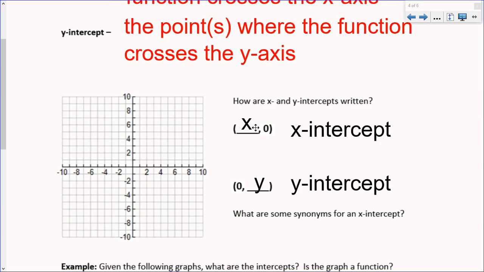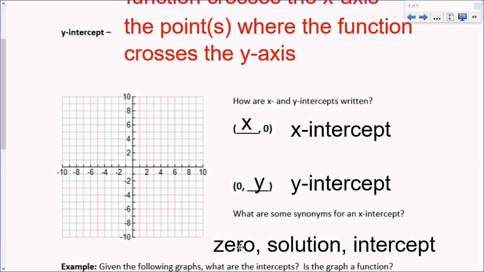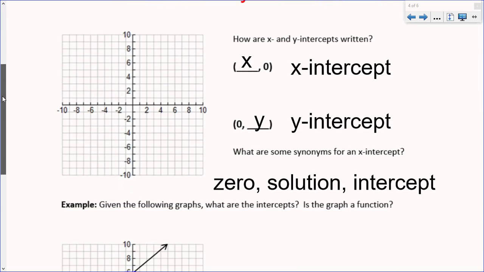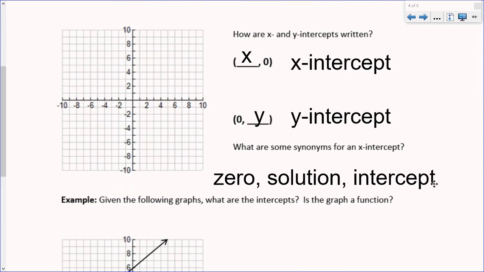Okay? Now, x-intercepts also have other names that you're going to hear a lot. Zero, solution, sometimes people just call them intercept, and they mean the x-intercept, but you're not going to hear that word as often. Another word you're going to hear is root. Ooh, that's not how you spell it. Root, so please fill this in. Okay? All of these things just mean the x-intercept, not the y-intercept.